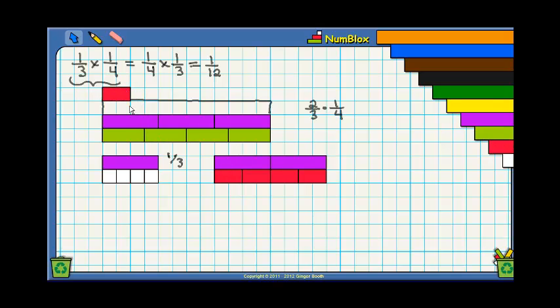And so one of those guys, if I put them all up here, notice that there are 6 of these. So 1/4 of the 2/3 is one of these guys out of 6. So this is going to be equal to, let's see if they're right, 1/6. And of course, we can do that with our algorithm, right? If we're taking 2 times 1, which would give us 2, 3 times 4, which would give us 12, and then reducing this to 1/6.